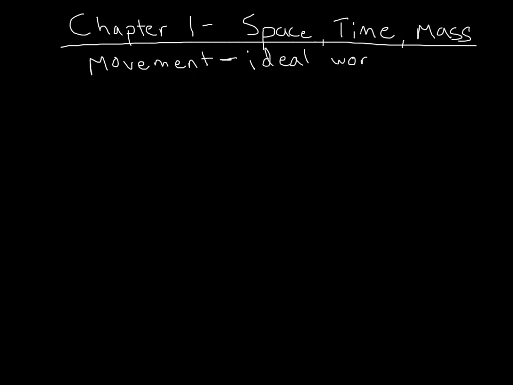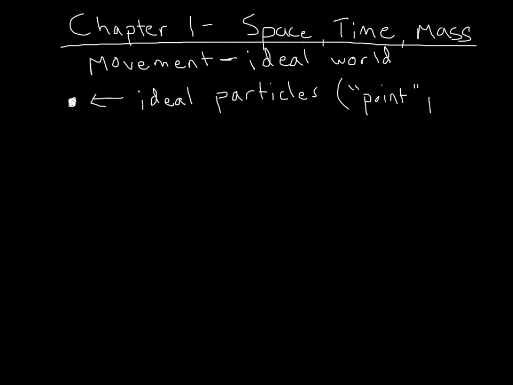In the ideal world, we can describe particles, we can describe things moving, as little tiny dots. These little tiny dots we will call ideal particles. This is what your book refers to them as. You might also hear these referred to as point particles, which is the more common name for them. So this is trying to describe objects and how they move in the ideal world of physics, and we just use these ideal point particles.